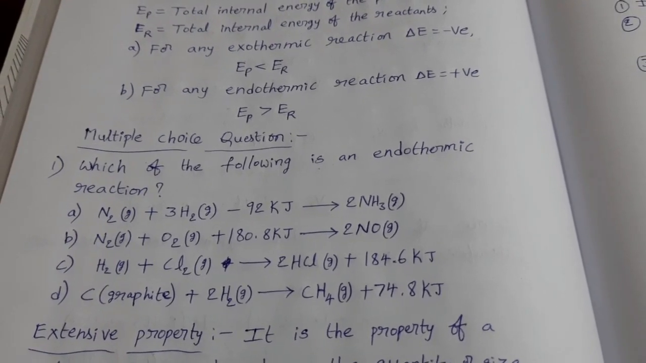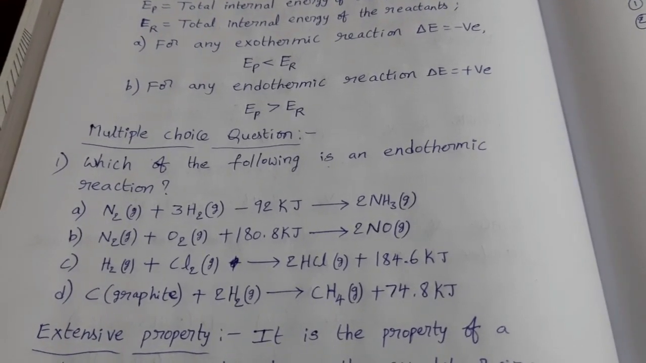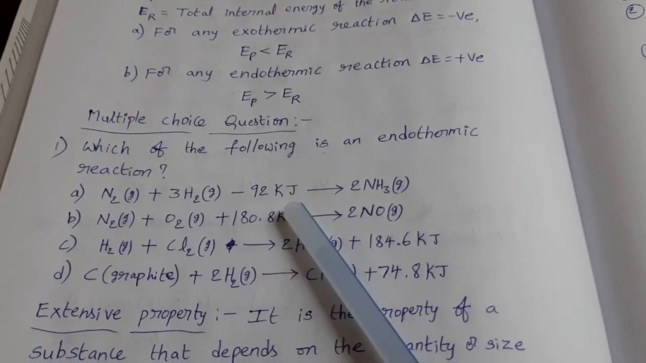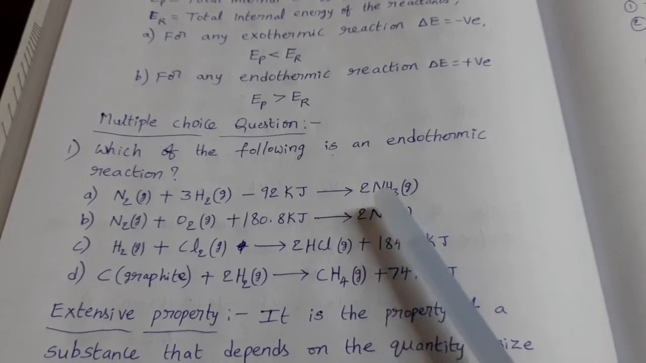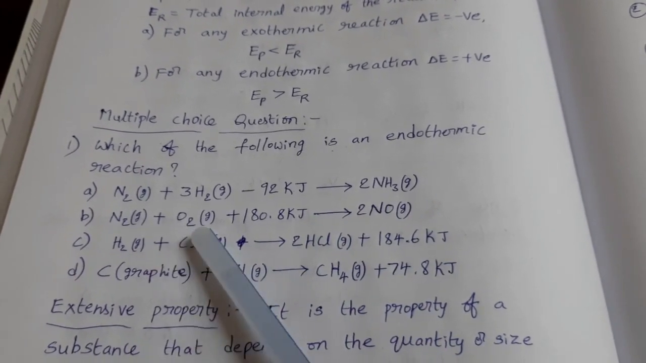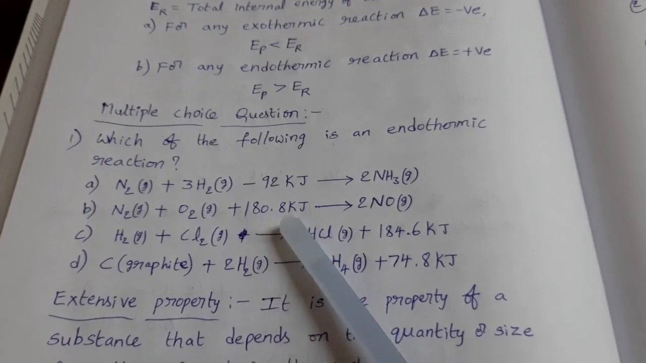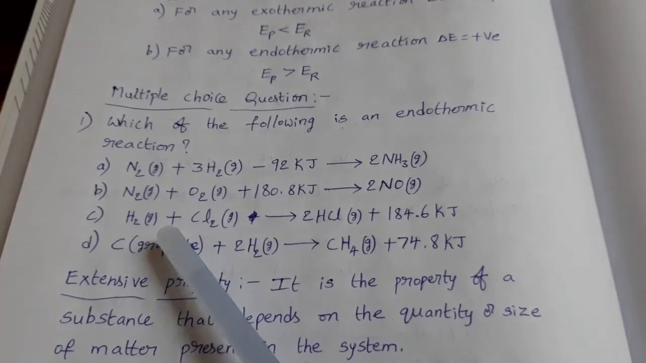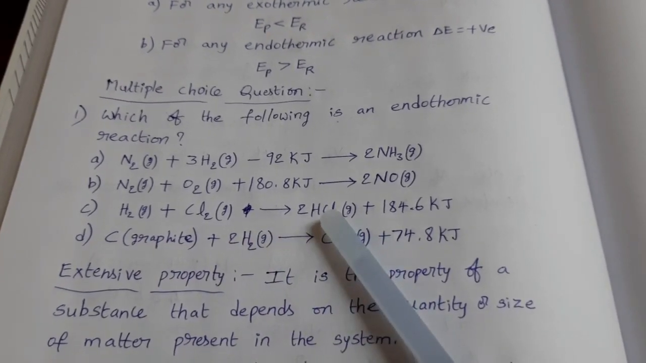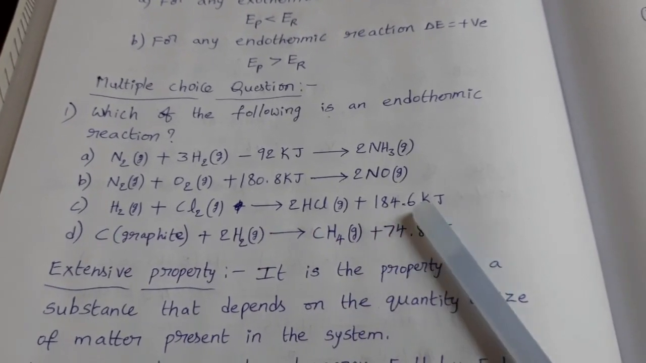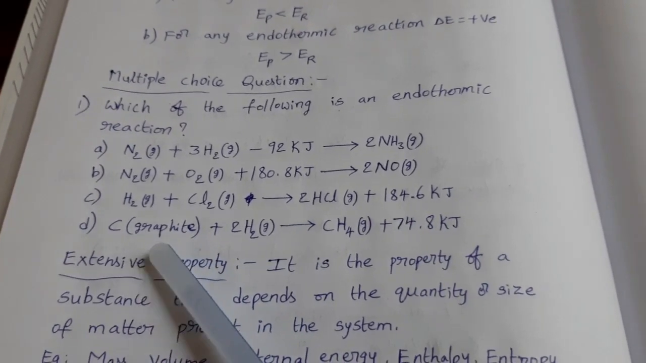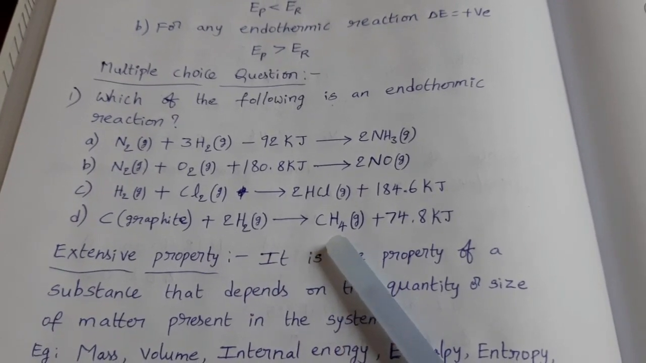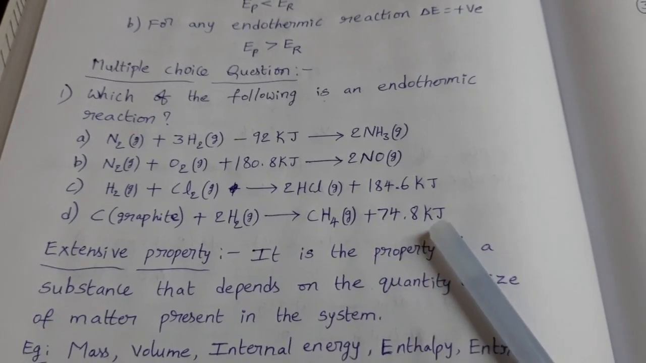See the next question. Which of the following is an endothermic reaction? N2 plus 3H2 minus 92 kilojoules gives rise to 2NH3. N2 plus O2 plus 180.8 kilojoules gives rise to 2NO. Third option, H2 plus Cl2 gives rise to 2HCl plus 184.6 kilojoules. Last one, C in the form of graphite plus 2H2 gives rise to CH4 plus 74.8 kilojoules.